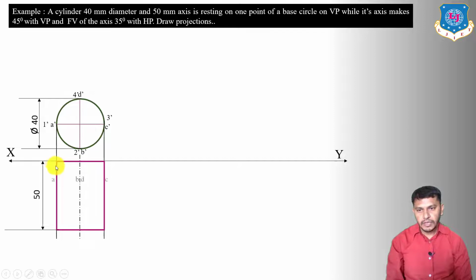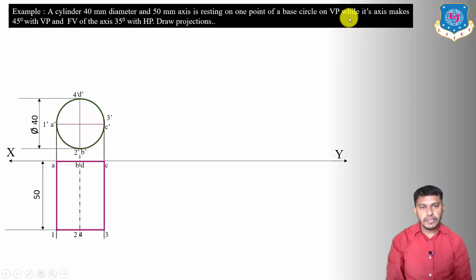So it will be A, B, C and D, and the top face will be 1, 2, 3 and 4. So this will be the front view and top view in the first stage. So front view will be the circle and top view will be a rectangle. Now here the cylinder is resting on the vertical plane. So in the second stage we have to derive the condition with the vertical plane.